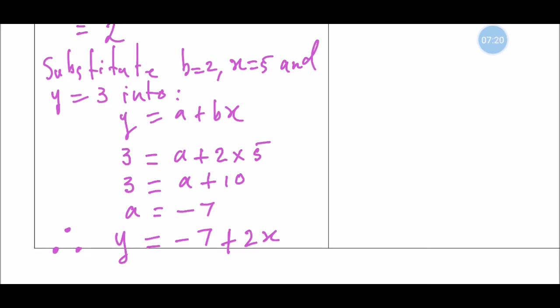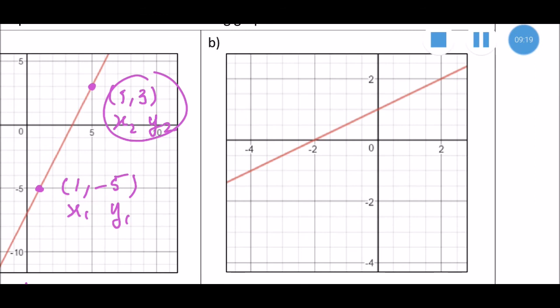Let's do one more example. All right, so let's do a second example. So here's our graph. Now the first thing we want to do is identify 2 nice points. So this looks like a nice point right here. Coordinate 2, 2. And I'm going to label those 2 numbers x1 and y1.